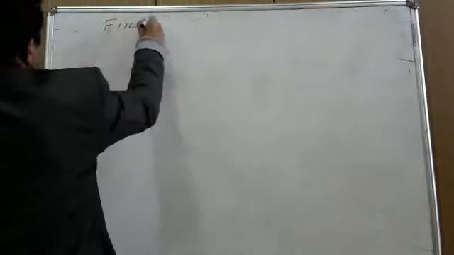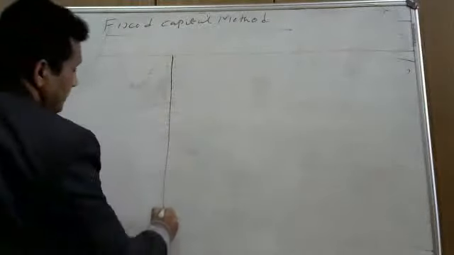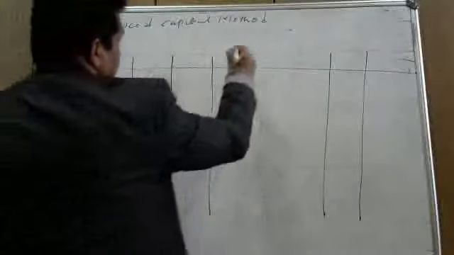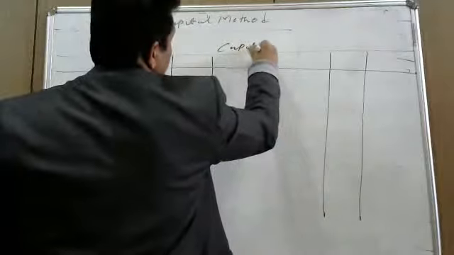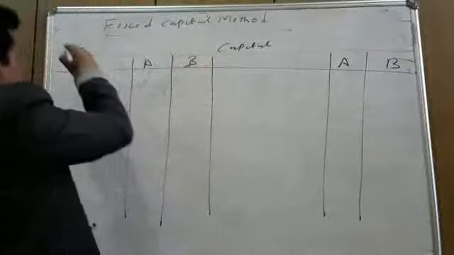Now, the first thing is how we need to prepare the partners' capital account. We need to prepare the fixed capital account under the fixed capital method. Under the fixed capital method, we need to prepare two accounts. The first one is the fixed capital account and the next one is the current account. So how do we prepare the fixed capital account? It's called the fixed capital account of A and B.